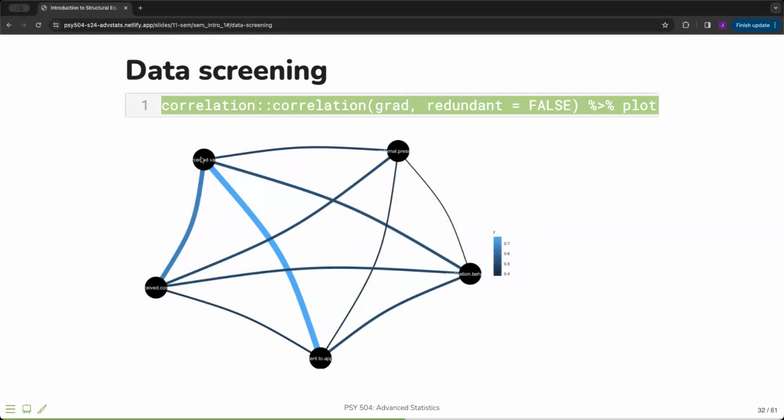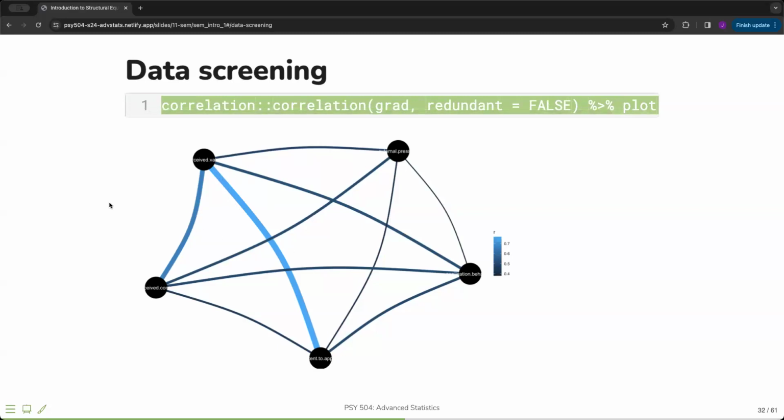Sorry, these circles are not big enough to actually have the whole text. I haven't figured out how to actually make the circles bigger, so I apologize for that. Maybe one day I will figure out how to make them bigger. But again, we see that this is the strongest correlation, and we also see moderate correlations between the other variables here too.